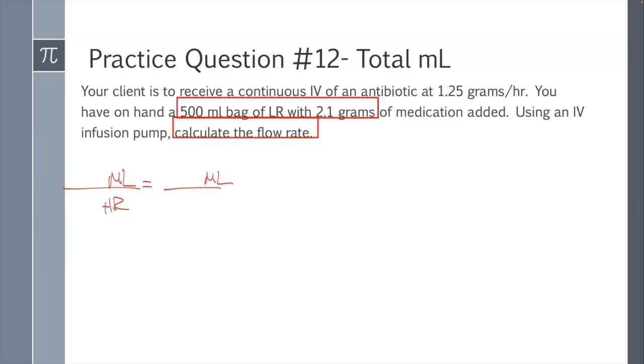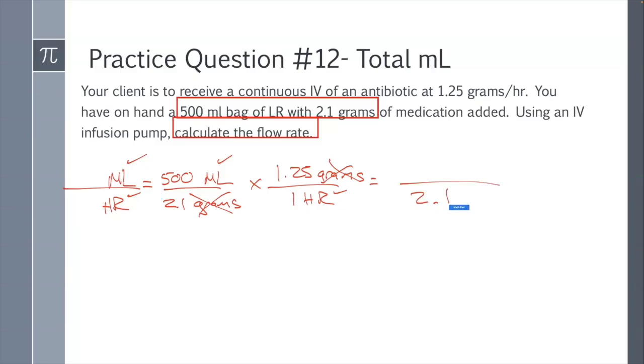In this problem, we have 500 milliliters for every 2.1 grams. Now you're thinking, wait a minute, we didn't use the grams last time. Why are we using grams this time? In a cursory review of my question, I can see that your client is to receive a continuous IV of antibiotic, 1.25 grams per hour. So those units I'm going to be able to cancel. So 1.25 grams cancels out my grams. And now I'm left with milliliters per hour.